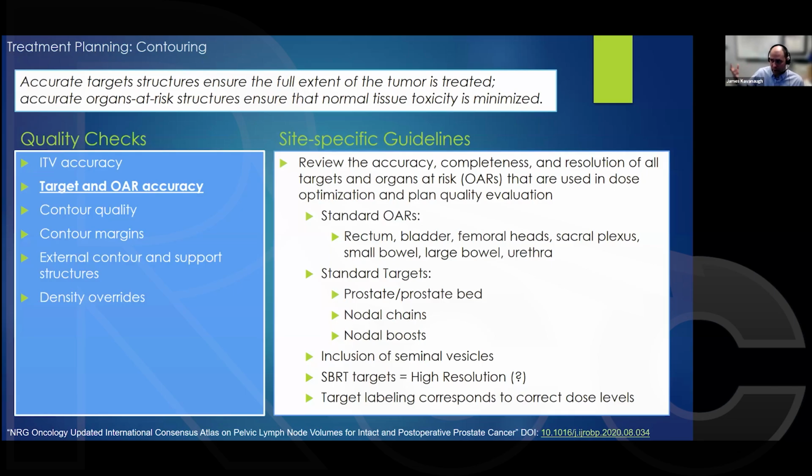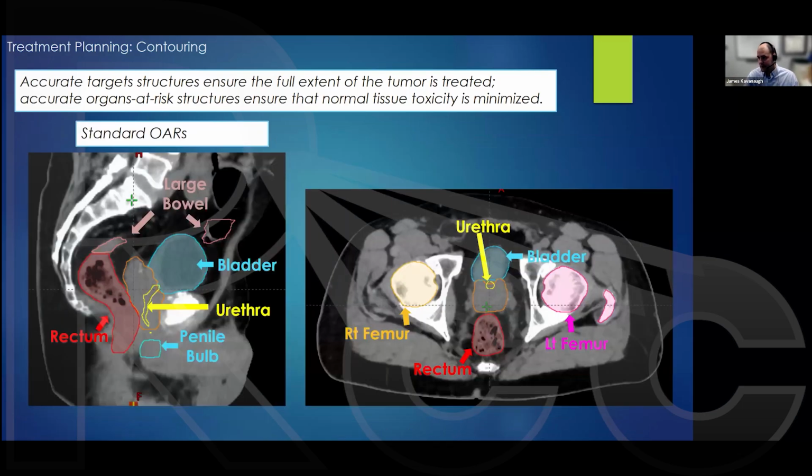For OARs, we're talking about rectum, bladder, femoral head, sacral plexus, small and large bowel, urethra. And then looking at the resolution of targets and contours themselves. For our case, SBRT targets mean high resolution contouring. So you're just reducing the spacing in between the individual points that make up the periphery of that target. And it looks something like this, just to get a sense of what we're talking about.